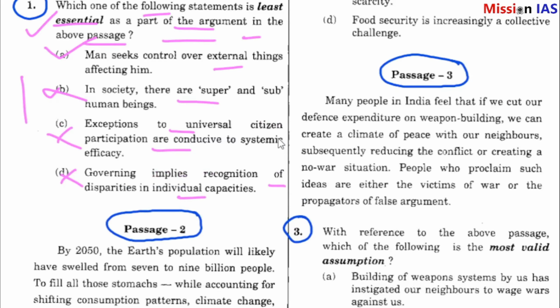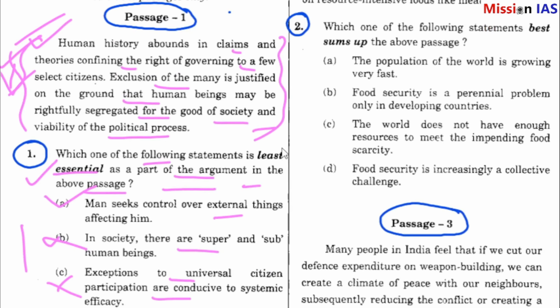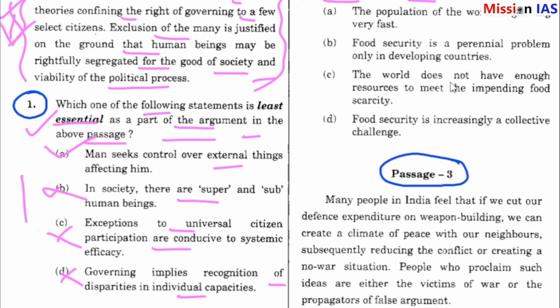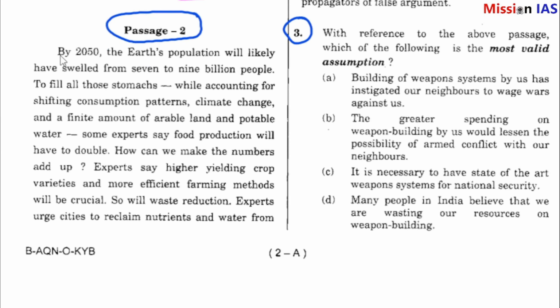So we go to passage 2. First we read the question. Which one of the following statements best sums up the above passage? So first we need to read this passage very calmly. Please.